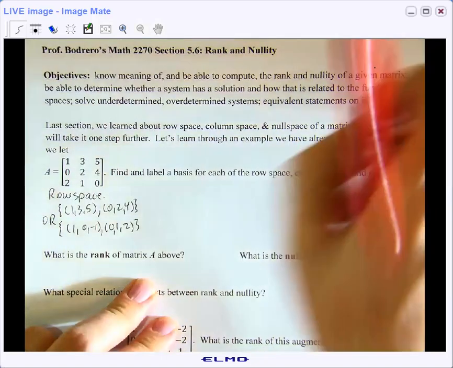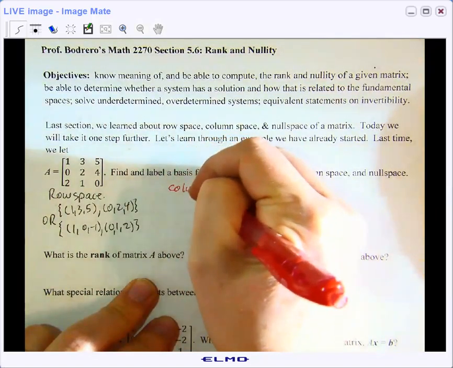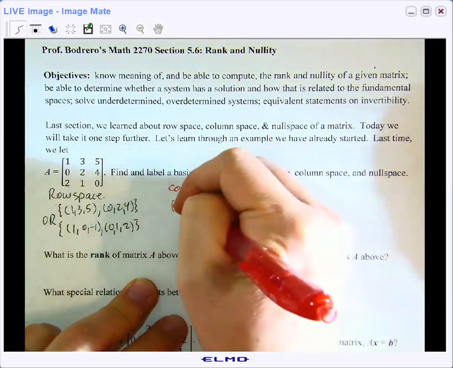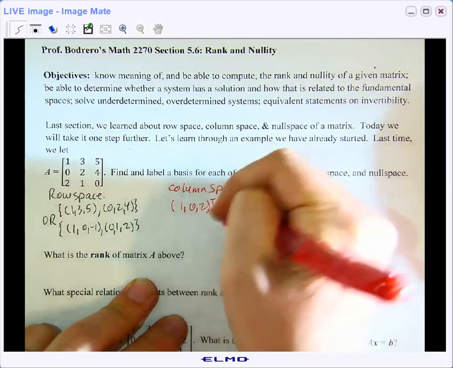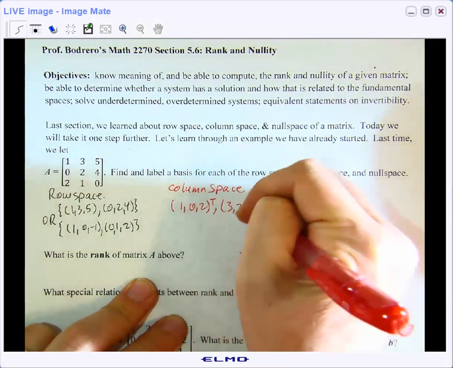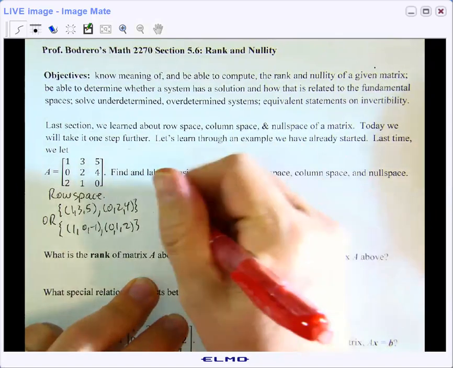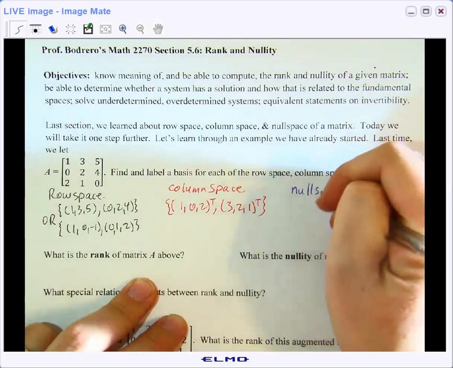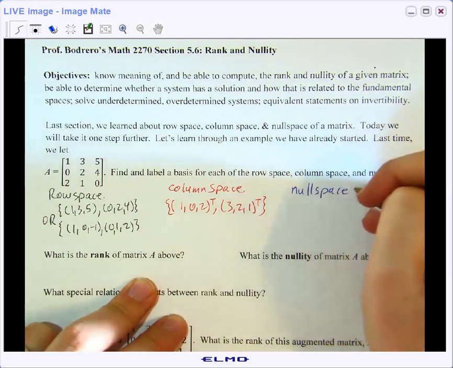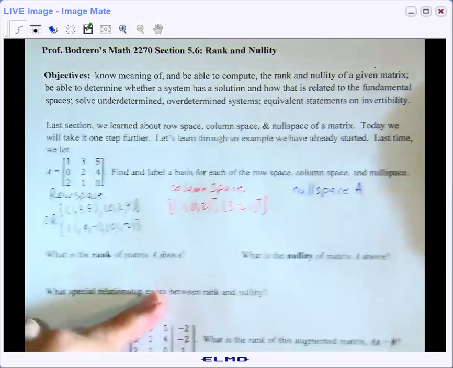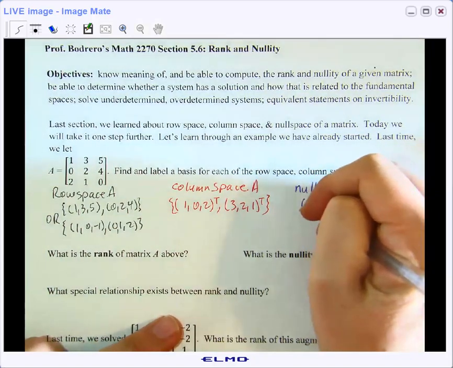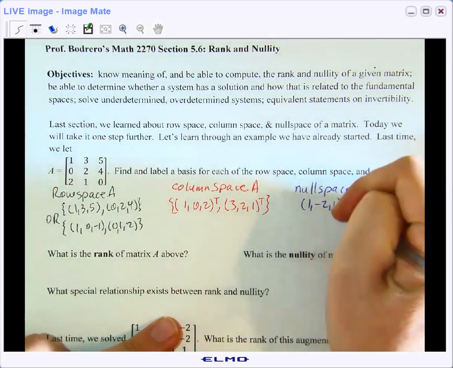For the column space, we found out that it was the first two columns. So we could do 1, 0, 2 transpose and 3, 2, 1 transpose. And our null space for this matrix A, I better be careful here. So row space of A, column space, and null space of A. But the null space of A was 1, negative 2, and 1.